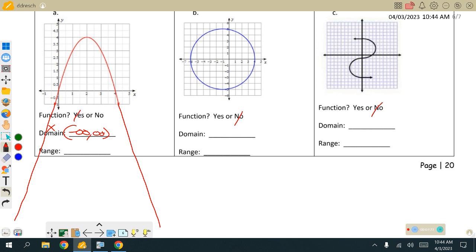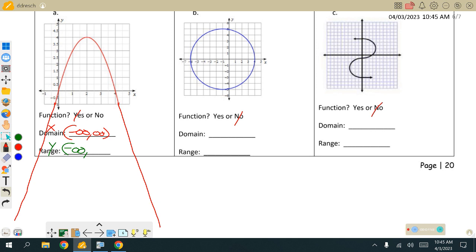Now range is the y values. Bottoms up. I like to think about floors and ceilings. Now it looks like there is kind of like a floor right here at -1. But what does that arrow tell my graph to do? Keep opening down. So I don't have a floor here. It keeps opening down. So do I have a floor at all? No. So where does this graph start off at? Negative infinity.